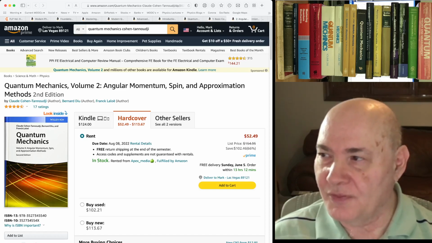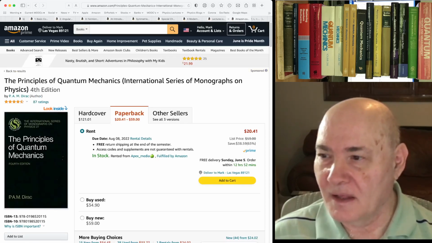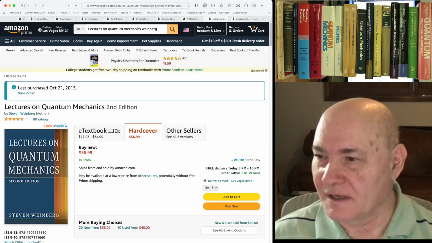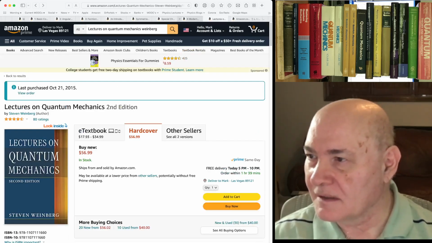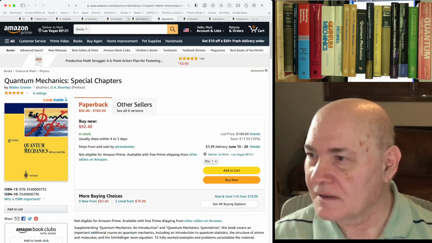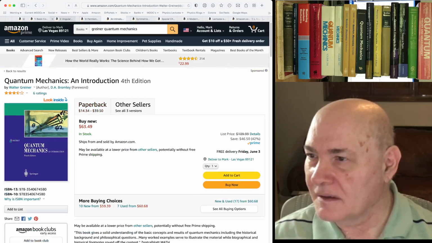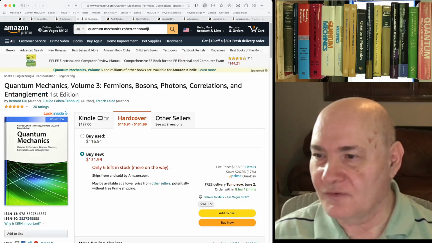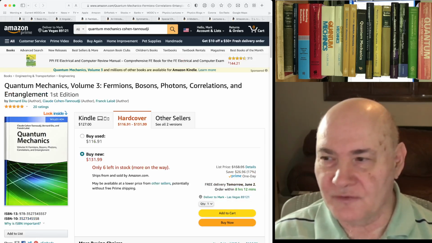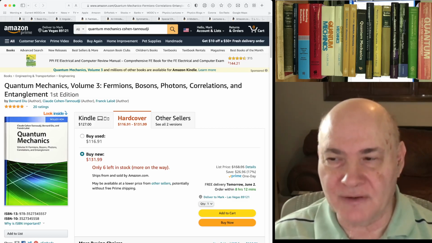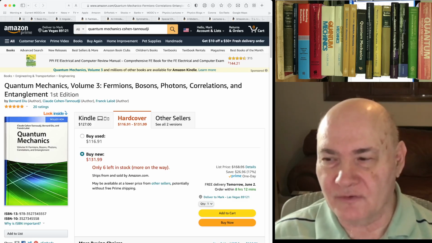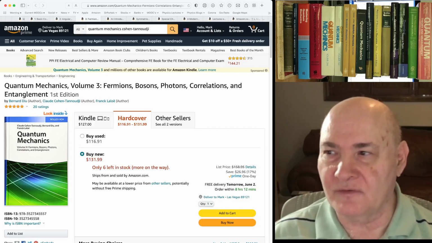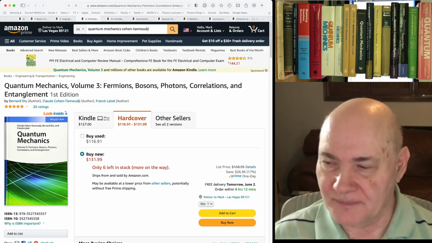And then there's this new third volume, which looks really interesting. This is volume 3 of Cohen-Tannoudji. They added a whole new section on fermions, bosons, photons. This is really condensed matter and entanglement. So this is a little bit beyond your quantum mechanics course, but it has a lot of interesting things in here. It's more of a condensed matter.